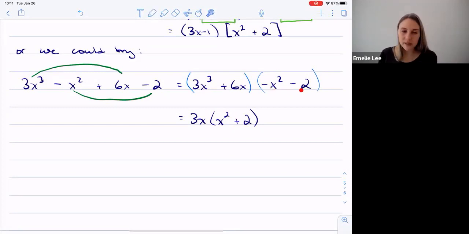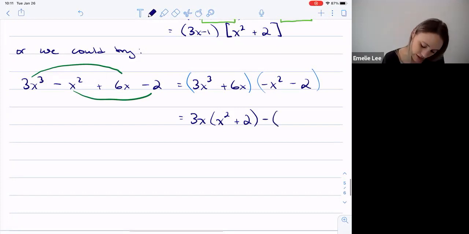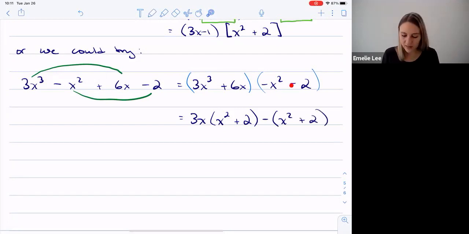Then from here, I'm going to extract a negative 1. So minus, ignoring the 1, because usually we don't write multiples of 1, times x squared plus 2. Once I've extracted this negative, I need to extract it from both of the terms, and that's a really common mistake, where you forget to pull out that negative from the negative 2.